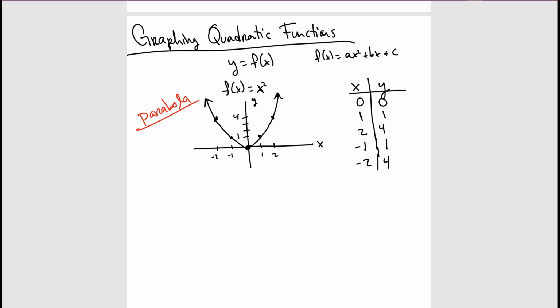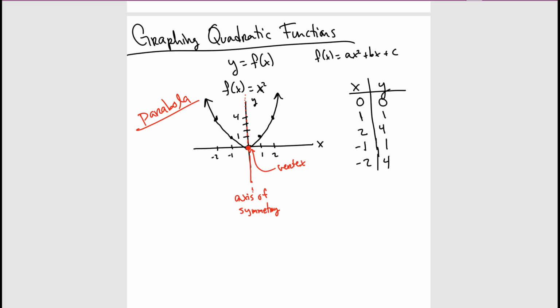So anything that has an x squared is going to be called a parabola. Now a parabola has different things. So here, if I were to draw a little line, it looks like a little mirror. This is what we're going to call the axis of symmetry, because this is where it actually is symmetrical. This thing, this lower part, is what we're going to call the vertex.